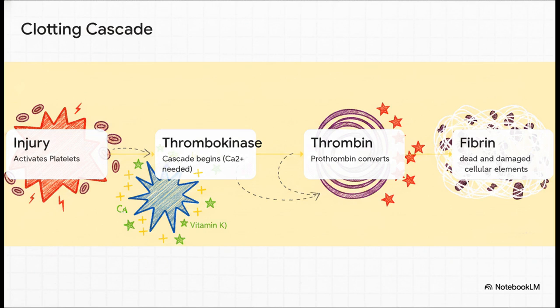Thrombokinase then acts on an inactive plasma protein called prothrombin, converting it straight into active thrombin. And finally, this thrombin converts soluble fibrinogen into a network of solid fibrin threads. This fibrin mesh acts like a net, trapping dead and damaged cellular elements to create your blood clot.